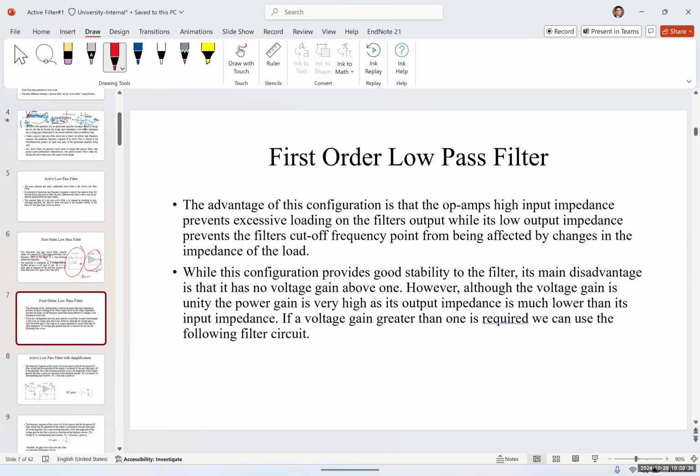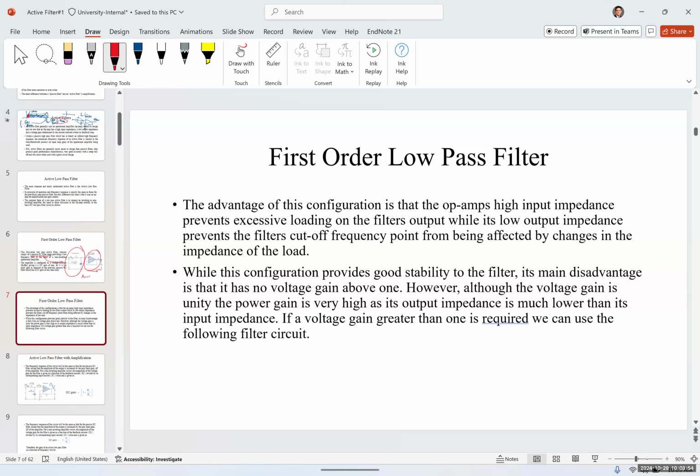While this configuration provides good stability to the filter, its main disadvantage is that it has no voltage gain above 1. However, although the voltage gain is unity, the power gain is very high, as its output impedance is much lower than its input impedance. If a voltage gain greater than 1 is required, we can use the following circuit.